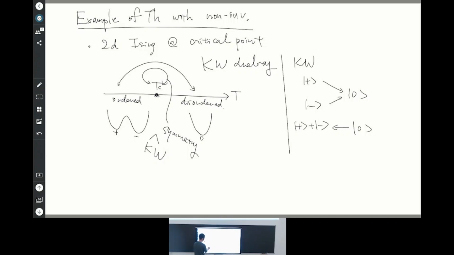And the key point is that the Kramers-Wannier symmetry, which is just a specialization of the Kramers-Wannier duality, also inherits this non-invertible property. As you can see, because the map is 2 to 1, you cannot really come back to itself.